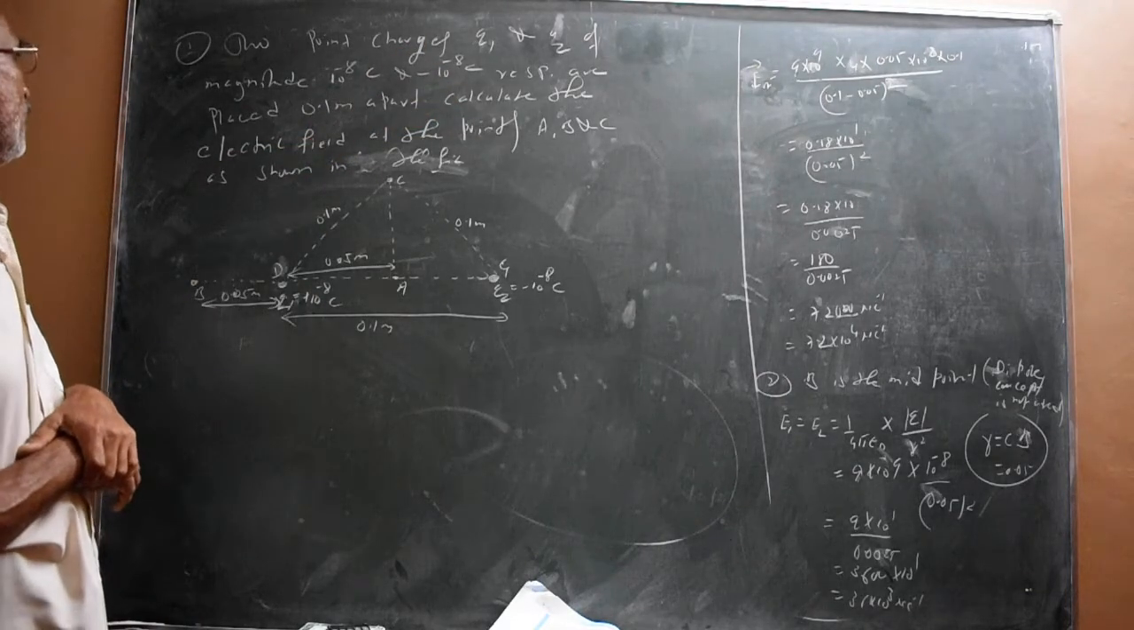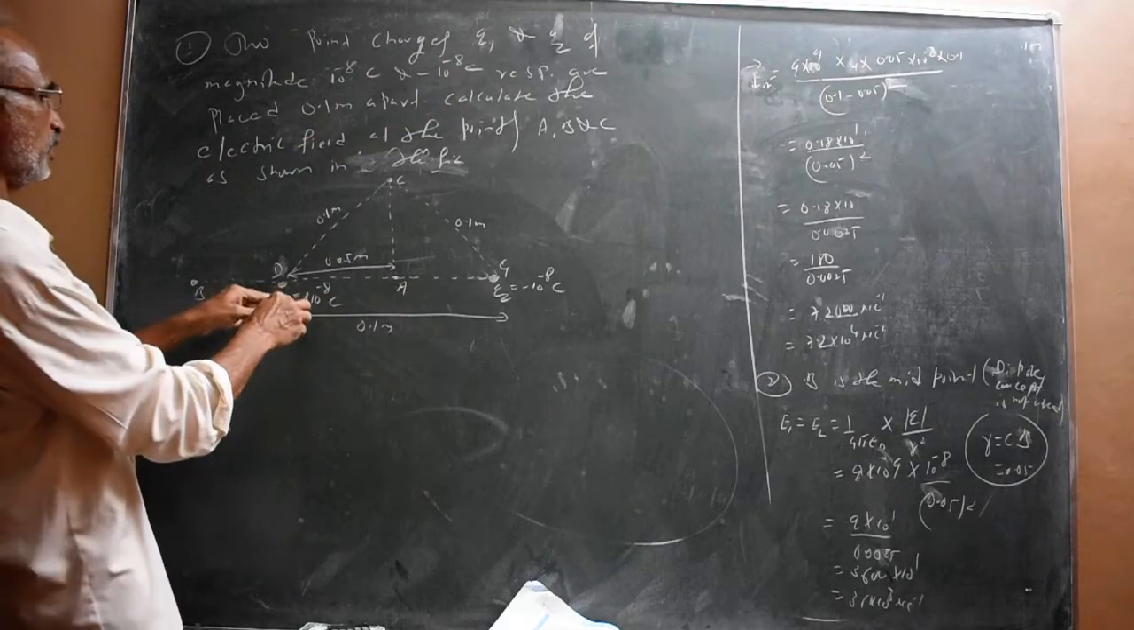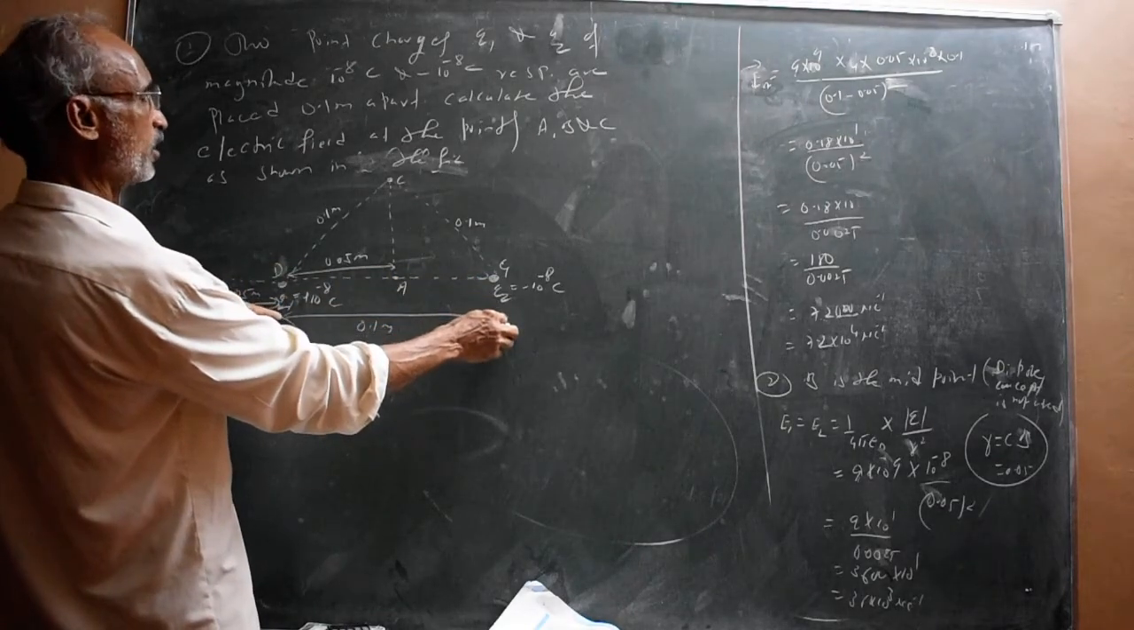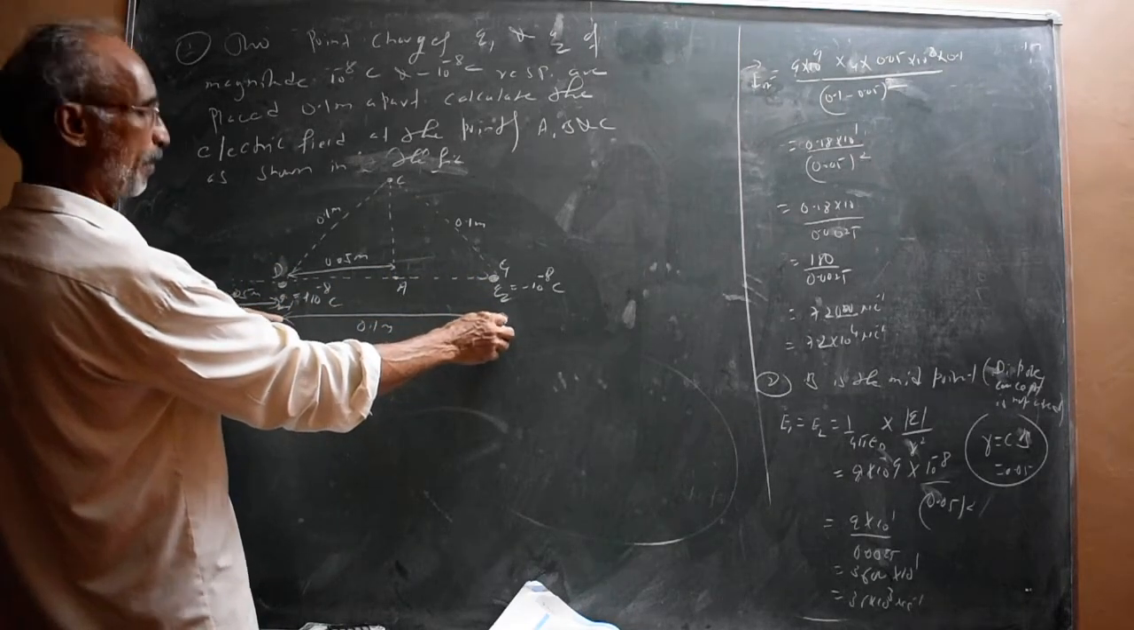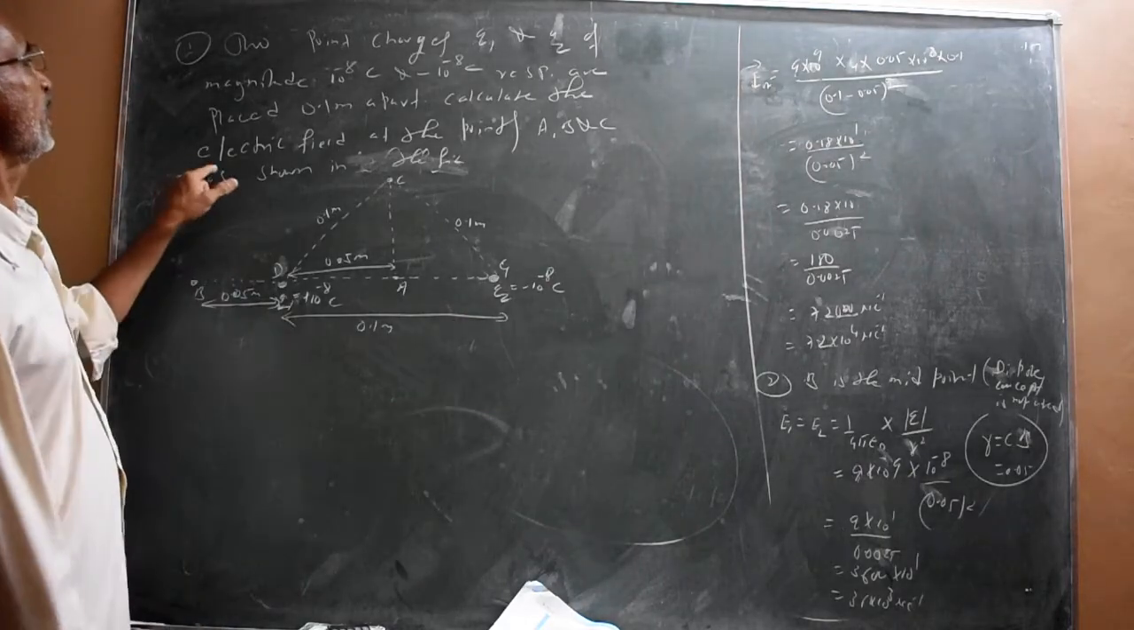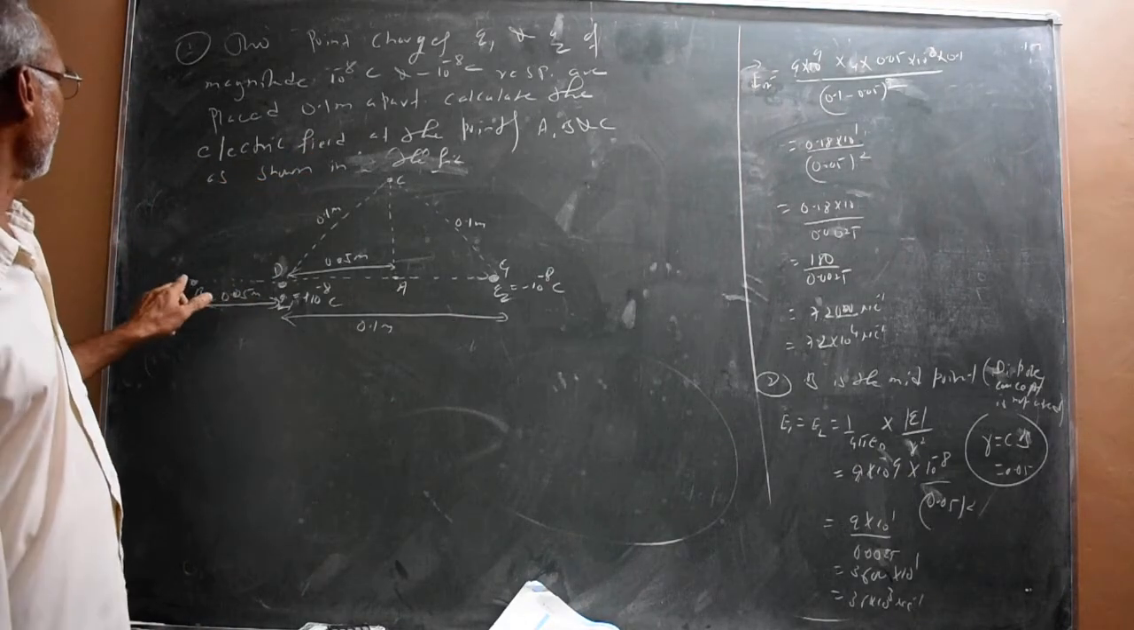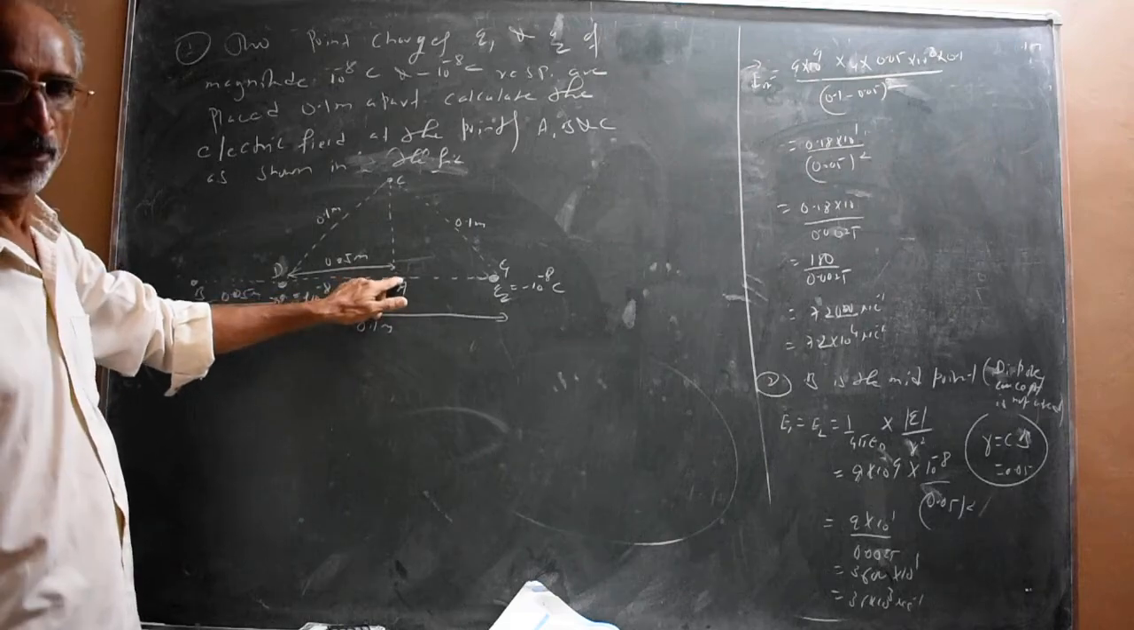Coulombs respectively are placed in vacuum. Here is Q1, here is Q2, placed 0.1 meter apart. Calculate the electric field at the points A, B, C. Point A is the midpoint actually.